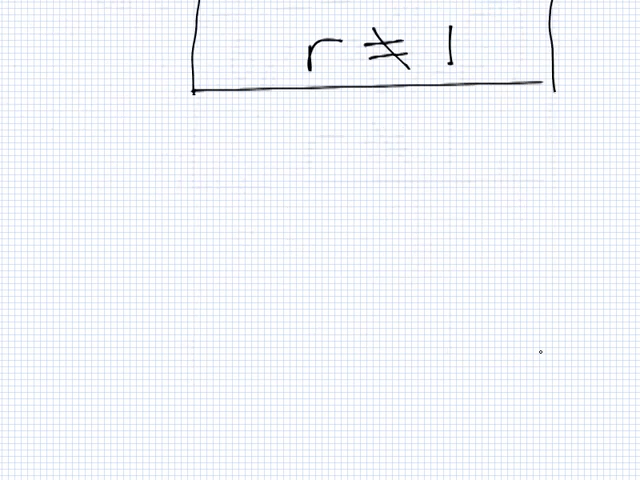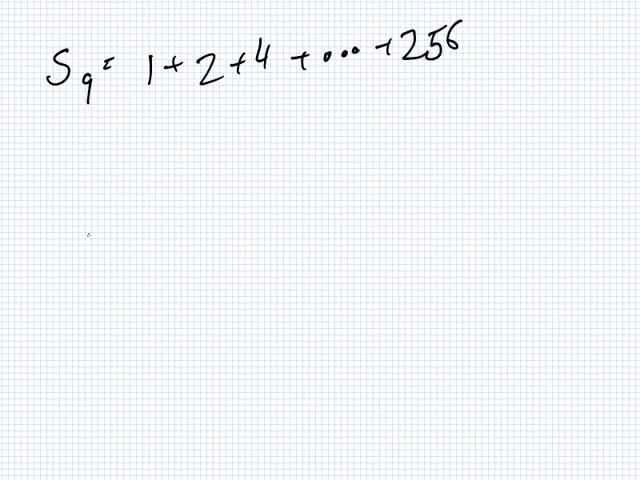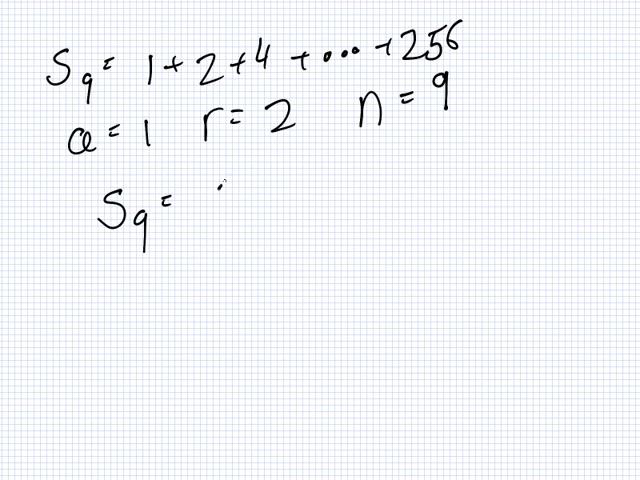So, the first example here, calculate, let's say, S9, the sum of these 9 numbers: 1 plus 2 plus 4 until 256. Okay, so what's the a here? 1, the r is 2, and the n is 9. Okay, S9 will be a(1 minus r to the power n) over 1 minus r.